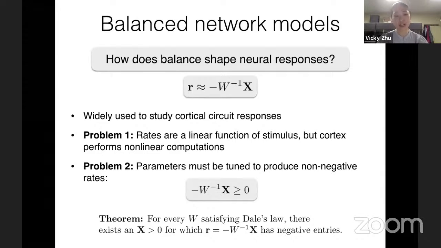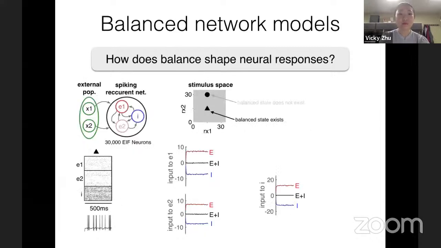And we were able to prove that for a specific network, for every W that satisfies Dale's law, there will be external input X that will violate this condition, which means it will produce negative rates. Let me illustrate these ideas in a simple model by considering two external population inputs, namely X1 and X2 here, into this spiking recurrent network, which contains two excitatory populations, E1 and E2, and one inhibitory population, I.